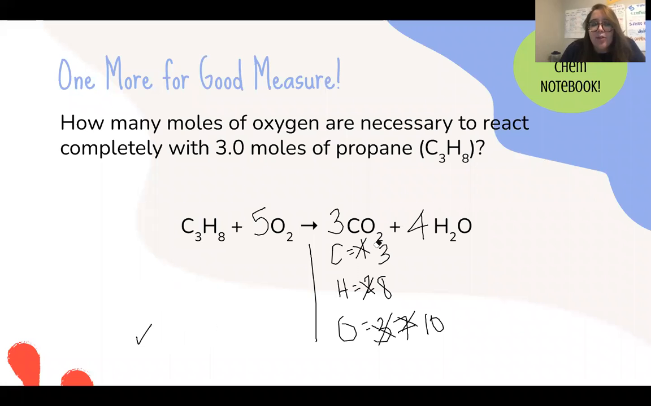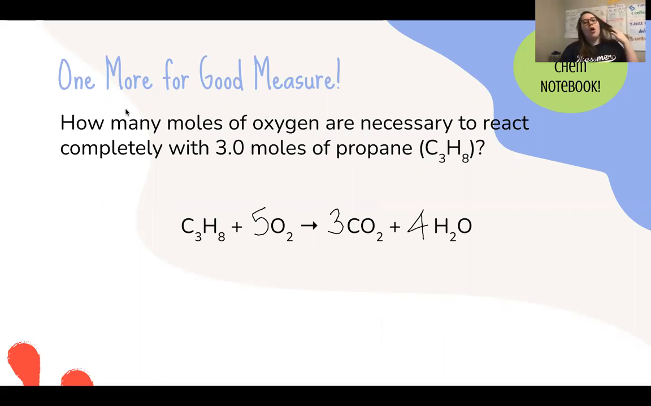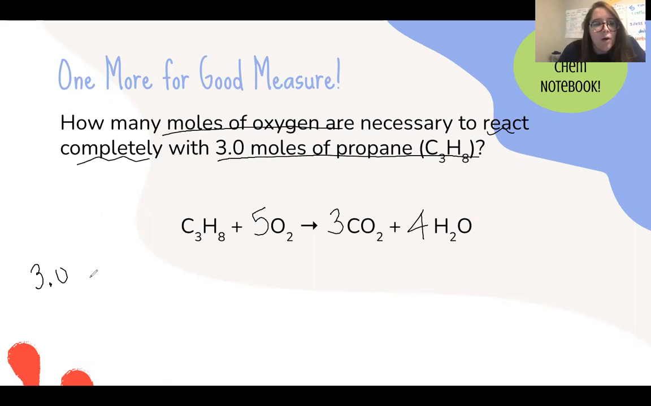Now I need to set up for stoichiometry. So what I'm going to do is start with whatever I'm given over 1. Let's reread the problem again. It says, how many moles of oxygen are necessary to react completely with 3.0 moles of propane? And it says propane is C3H8. So what I'm given in the problem is 3.0 moles, remember MOL is short for moles, of C3H8. I want to make sure I have every single thing labeled. So I have 3 moles of C3H8.